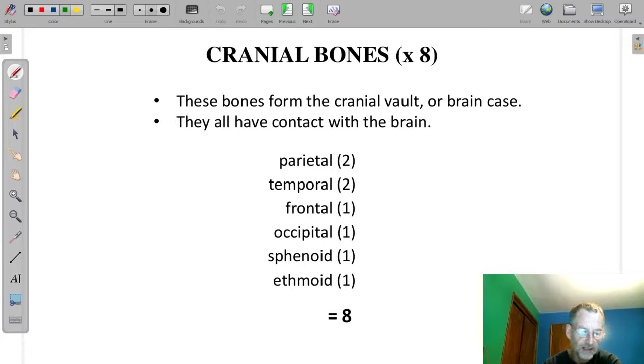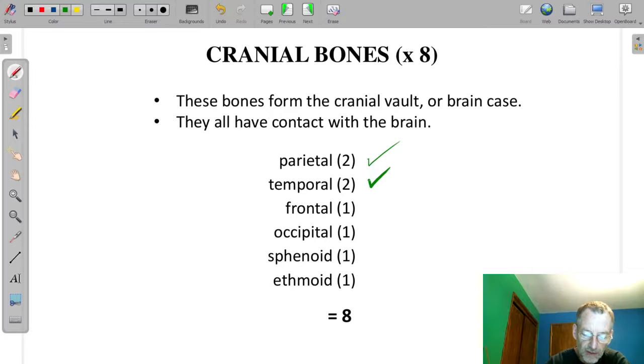So there are 8 cranial bones. 2 of them are paired. So there's the parietal, and there's not much to say about it. It's flat, and you can identify it. And then there are 2 temporal bones, and then a frontal, occipital, sphenoid, and ethmoid.